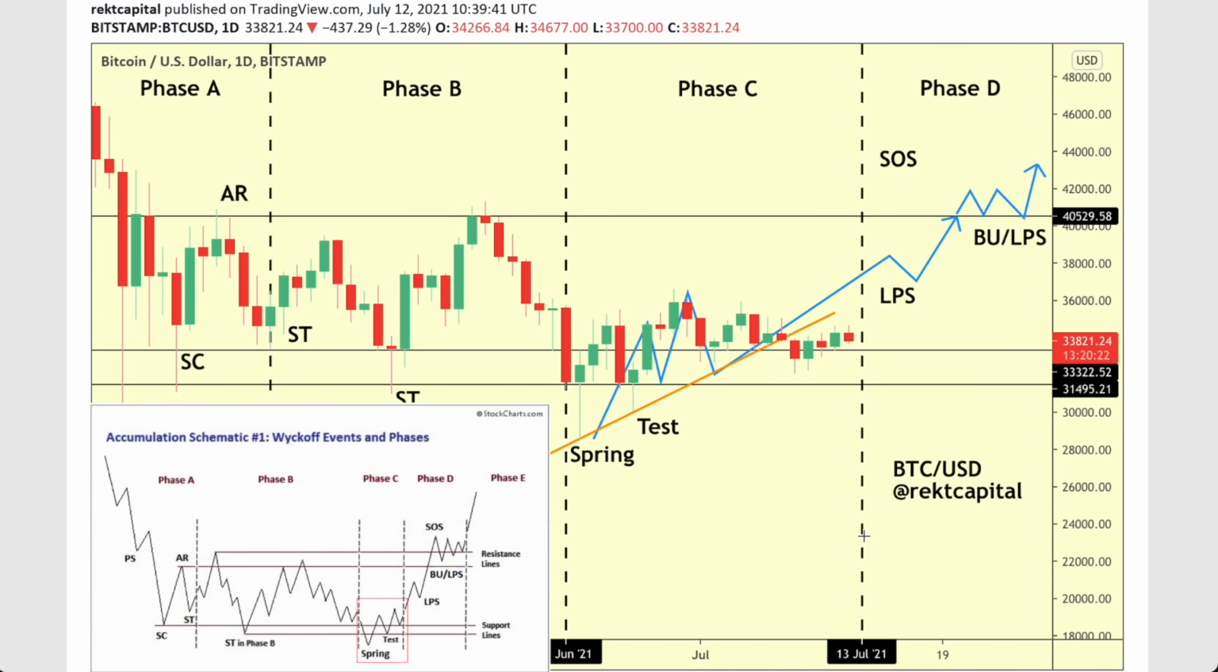We're going to be talking about whether or not Bitcoin has invalidated its Wyckoff accumulation schematic. Let's dive right into the video.